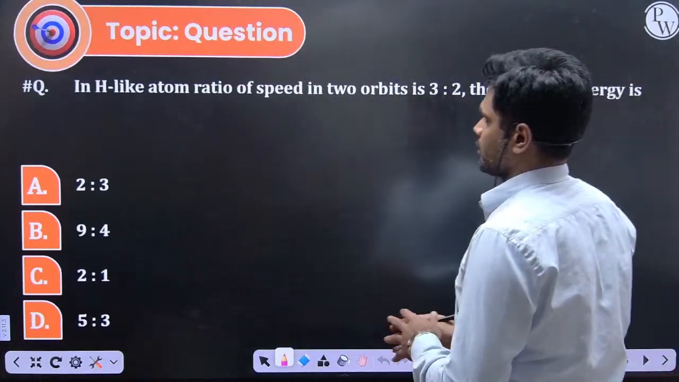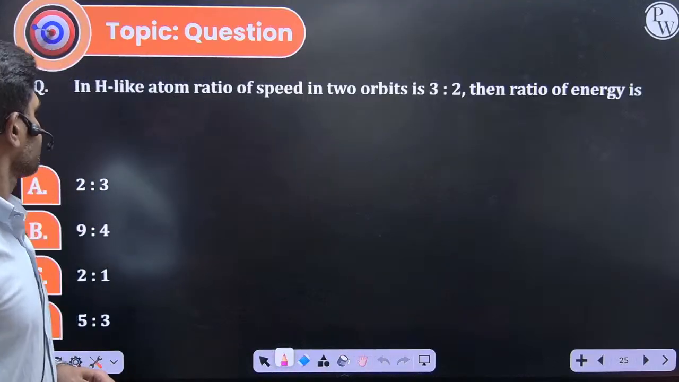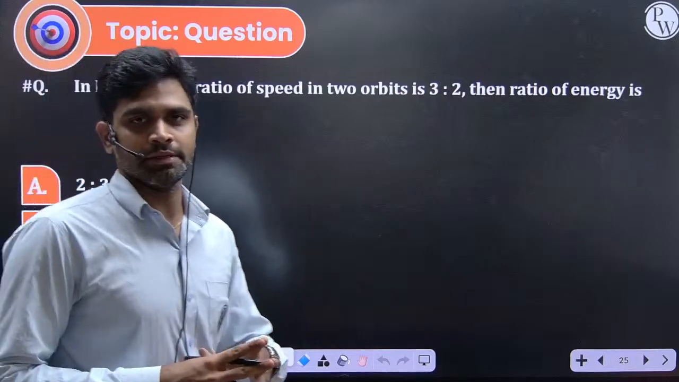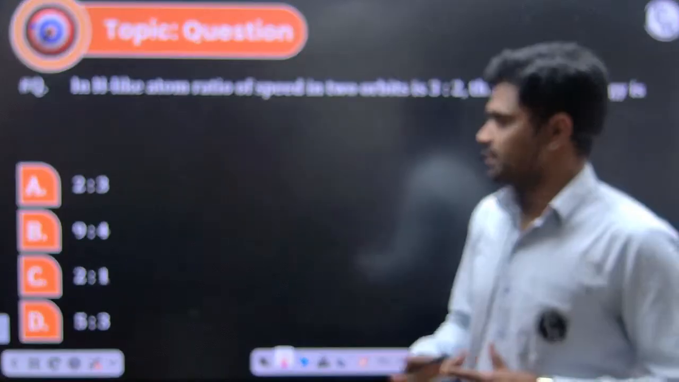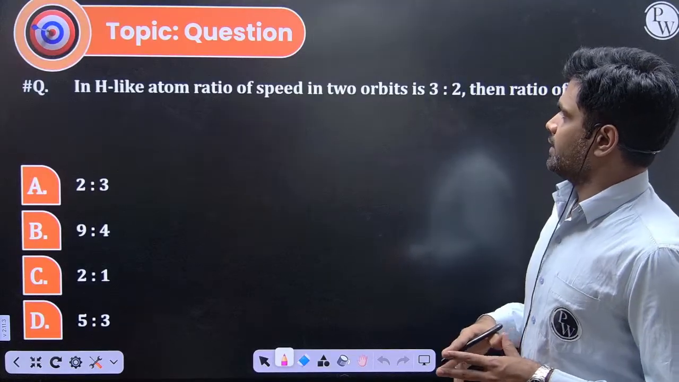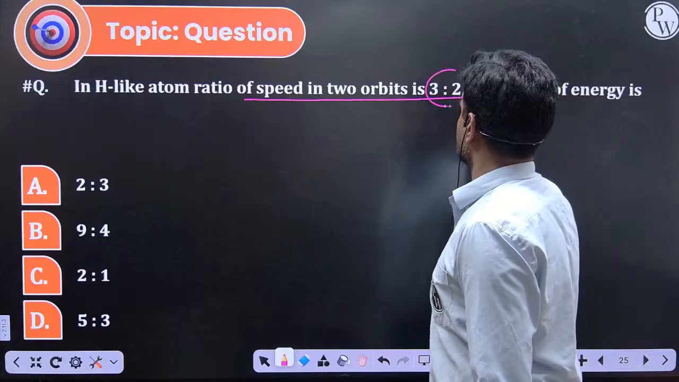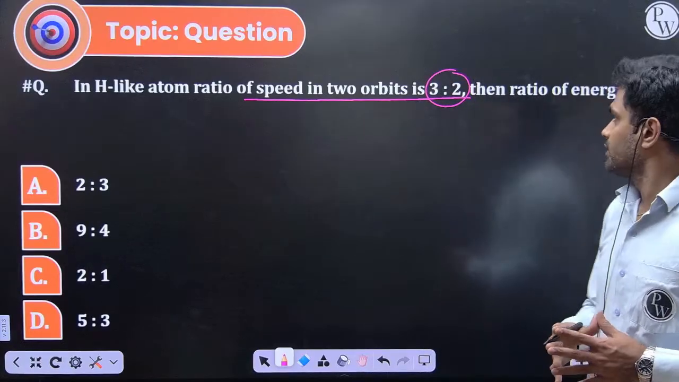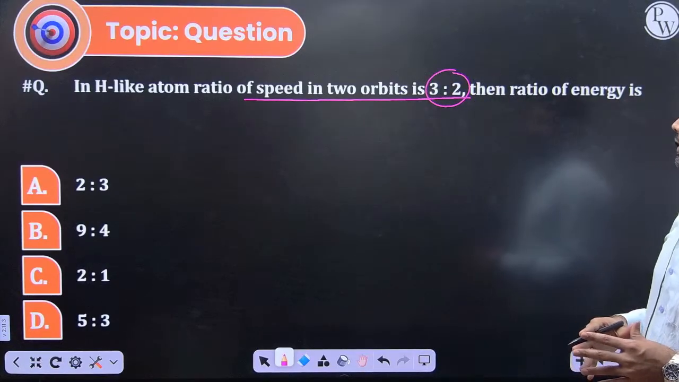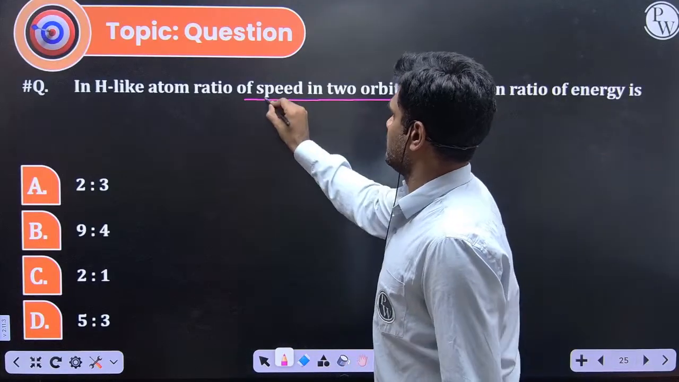So the first question is regarding atomic structure, atoms. It's a common question for both physics and chemistry. They are saying in H atom, the ratio of speeds in two orbits is 3:2. They're asking what is the ratio of energy. Simple question, direct formula based question.